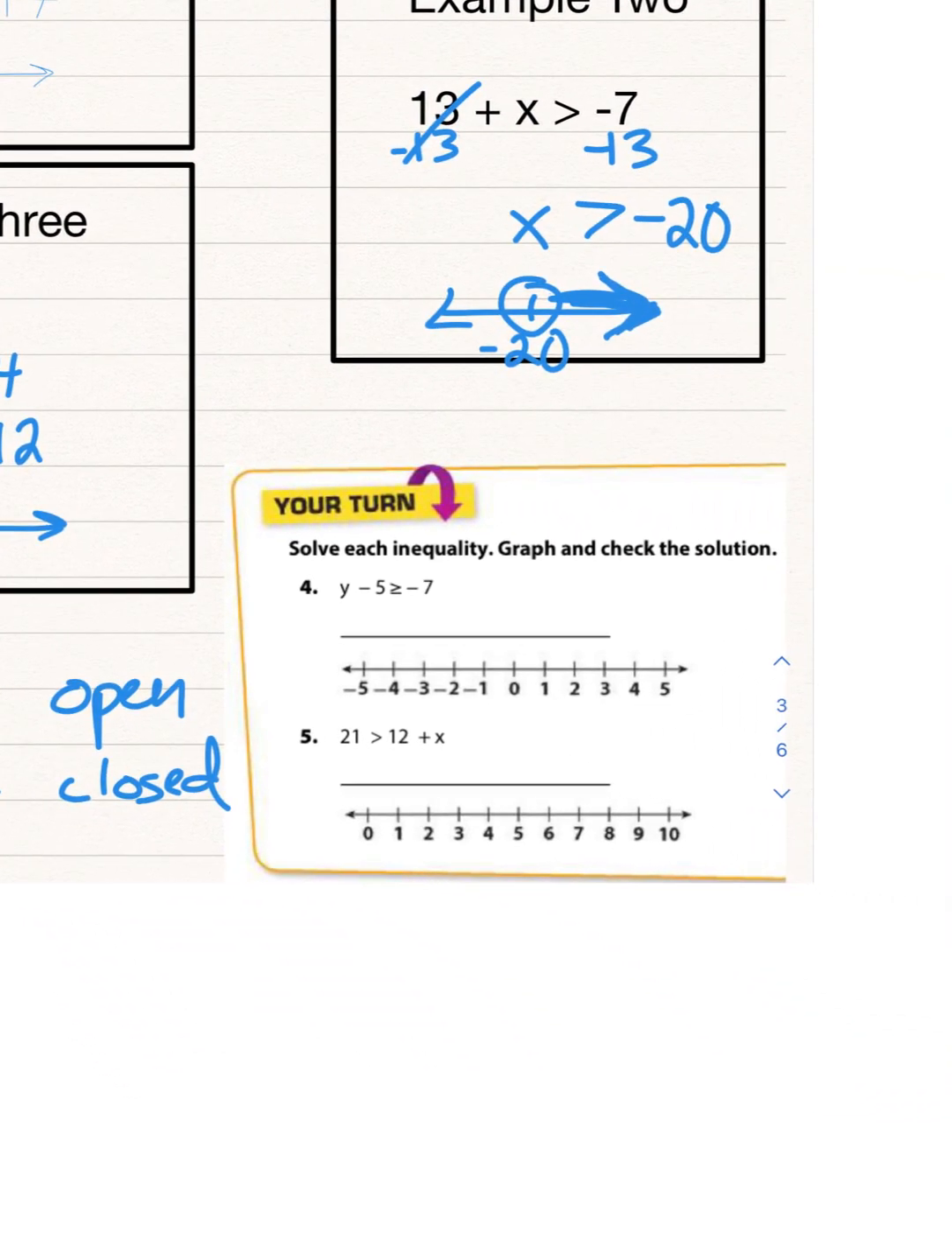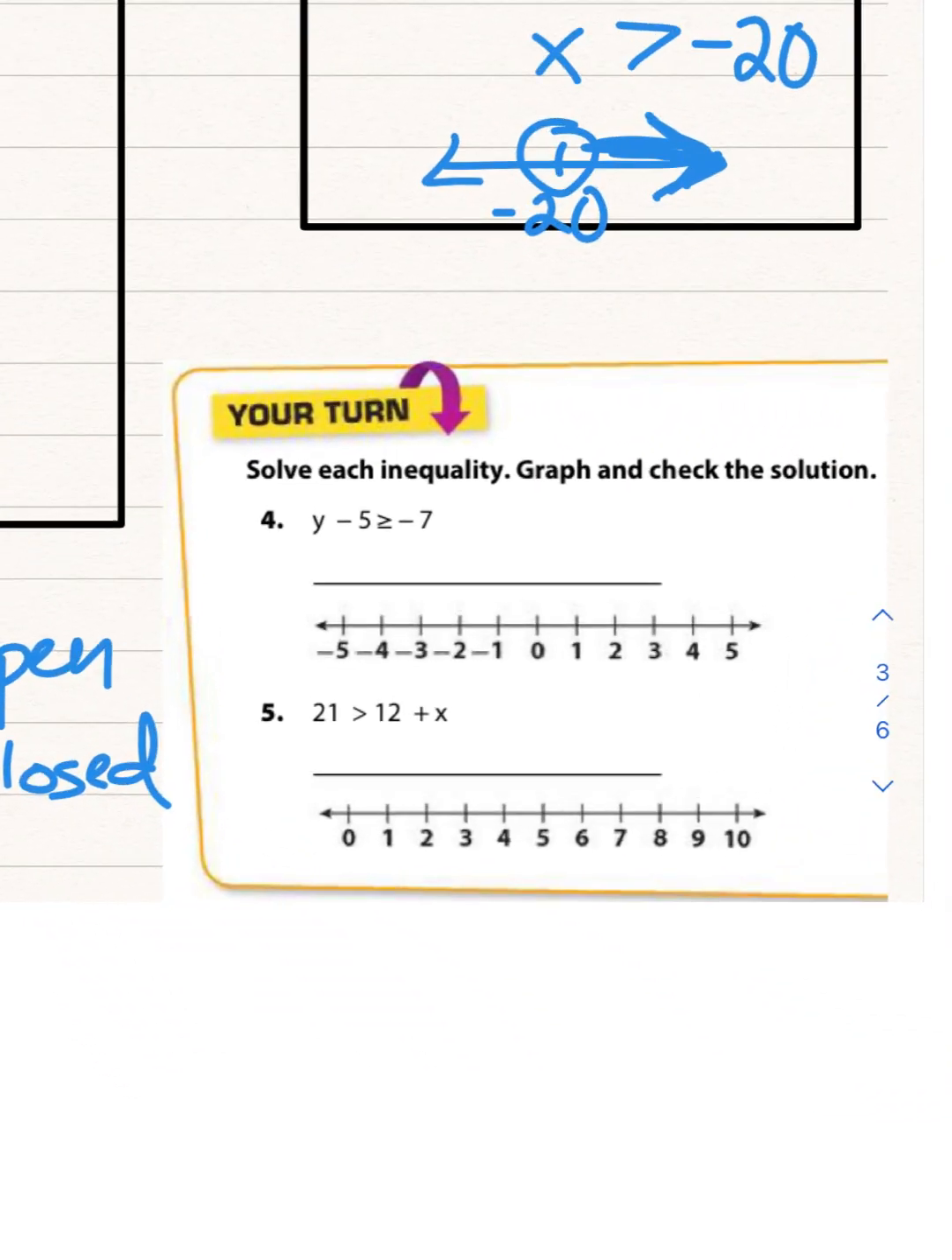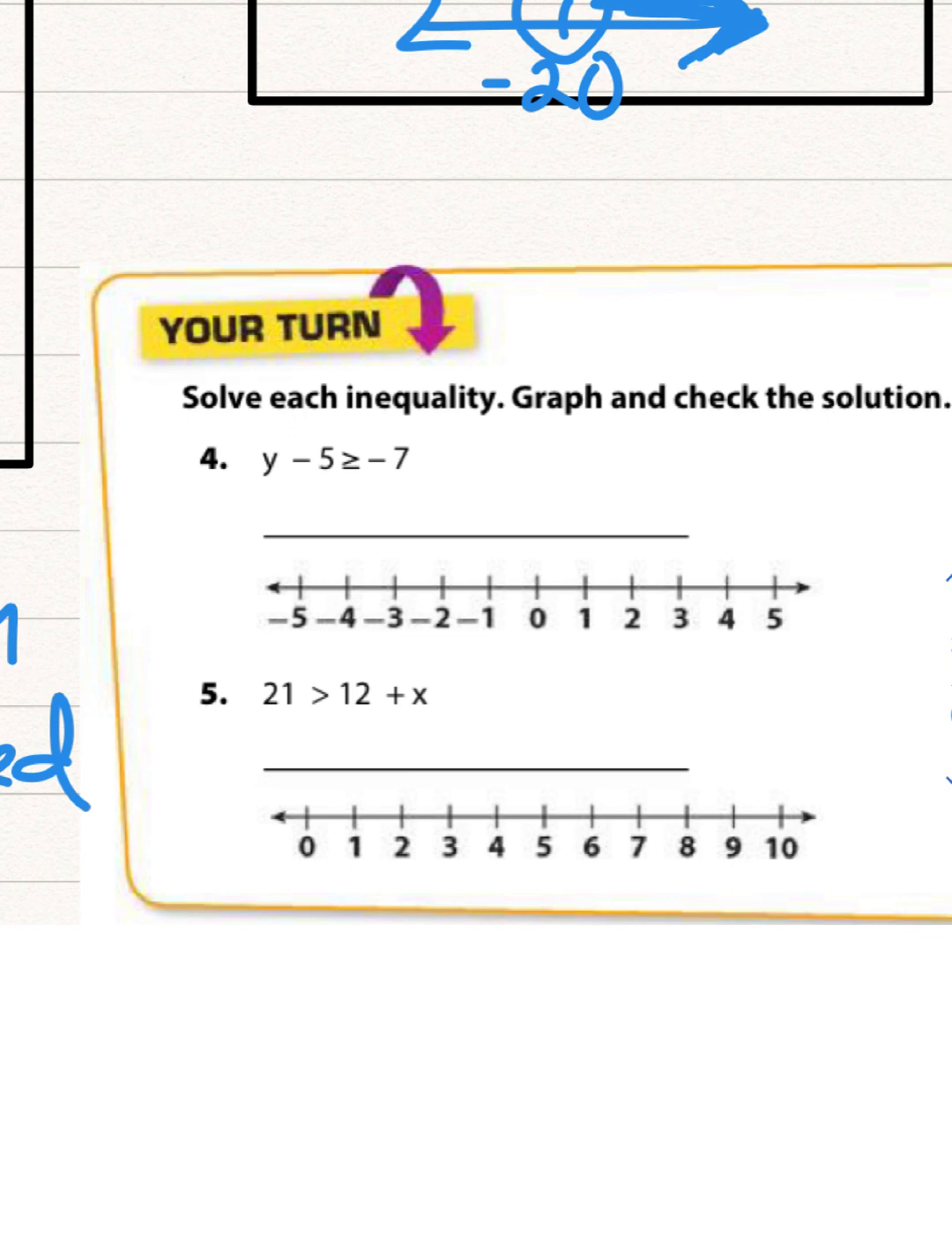All right, I want you to pause the video, try 4 and 5 on your own. Also try graphing them, and then play the video back to see if you get it correct. All right, for number 4, we add 5 to both sides. We have y is greater than or equal to -2. We put a closed circle at -2, and it's greater than.